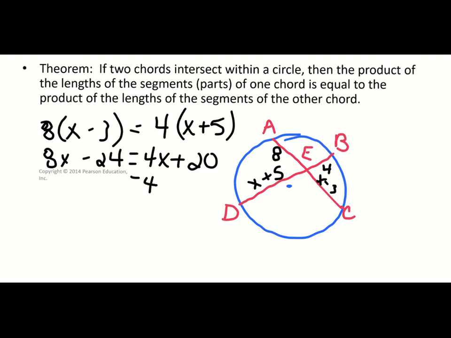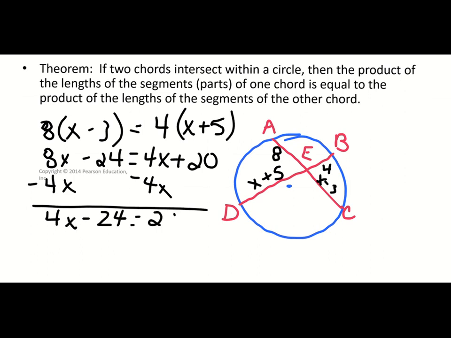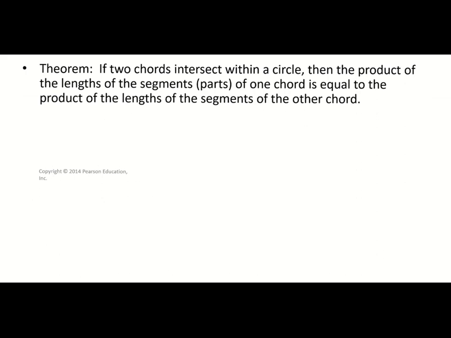I'll subtract 4X from both sides. So I get 4X minus 24 is equal to 20. We'll add 24 to both sides. So I get 4X is equal to 44. If we divide by 4, that means X will be 11, to find the length of that segment.